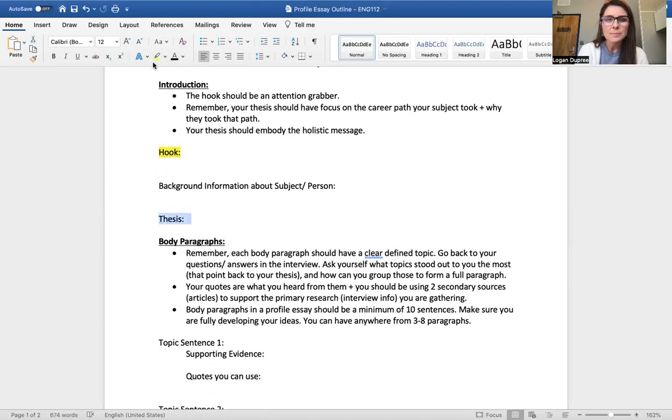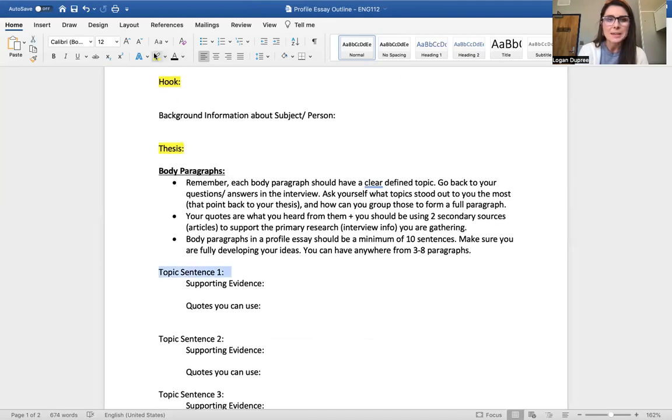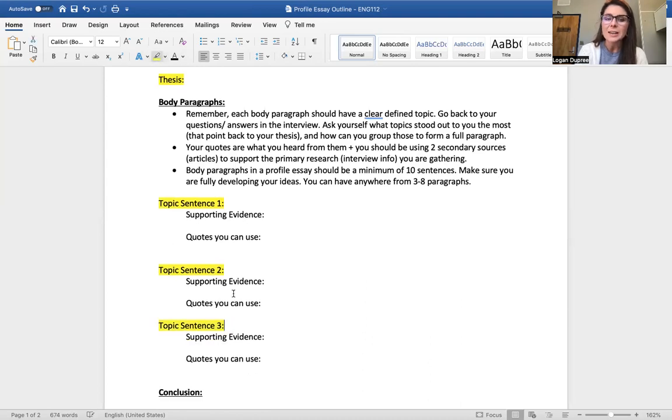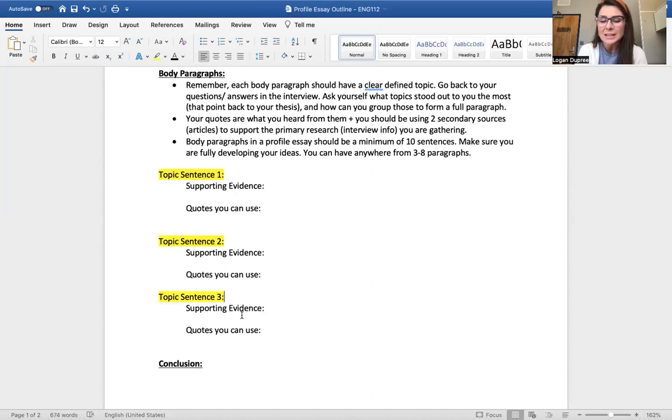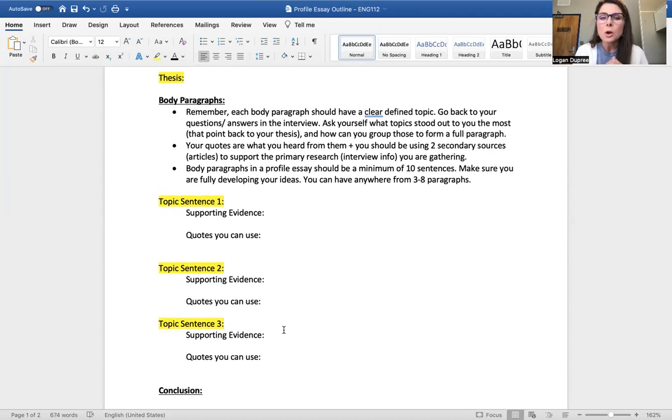So your hook, your thesis, and your topic sentences. But I'm going to leave the other things not highlighted because you do not necessarily have to do that, but it does help you when you go into your draft organize those thoughts a little bit more effectively. So remember, your quotes are what you heard from your interviewee, and you should be using two secondary sources at some point in this essay to support the primary research that you're finding. And remember, your primary research is the interview information. Your secondary research is what you're finding online.